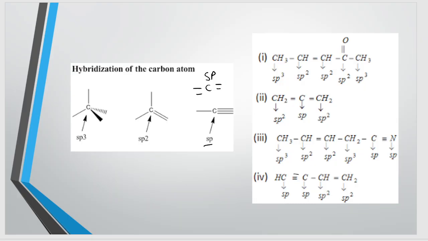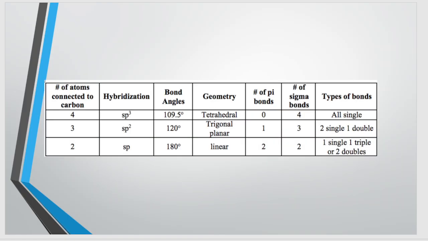Now if we consider the number of atoms attached to the carbon versus hybridization, if four atoms are attached, definitely all are sigma bonds and hence sp3 hybridization. If three are attached, definitely one must be a double bond, hence sp2. If only two are attached, definitely one must be a triple bond, or two double bonds, and hence sp hybridization. And we know already about the bond angles: 109.5 degrees, 120 degrees, 180 degrees.